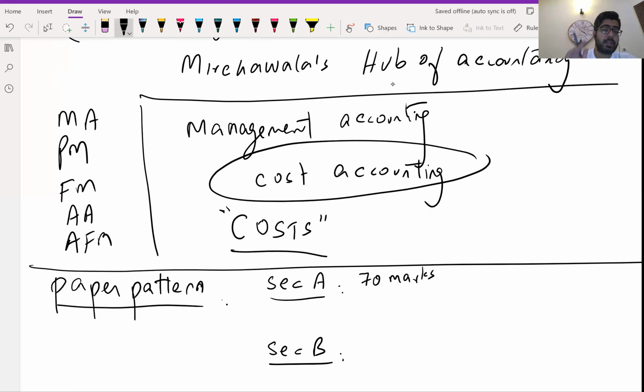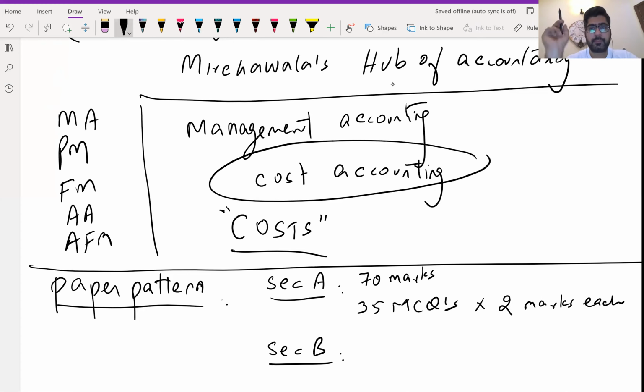For testing the 70 marks, you will face 35 short questions commonly regarded as MCQs or fill in the blank questions. Every question will be of 2 marks each. So 35 MCQs and every MCQ is of 2 marks each, it becomes 70.